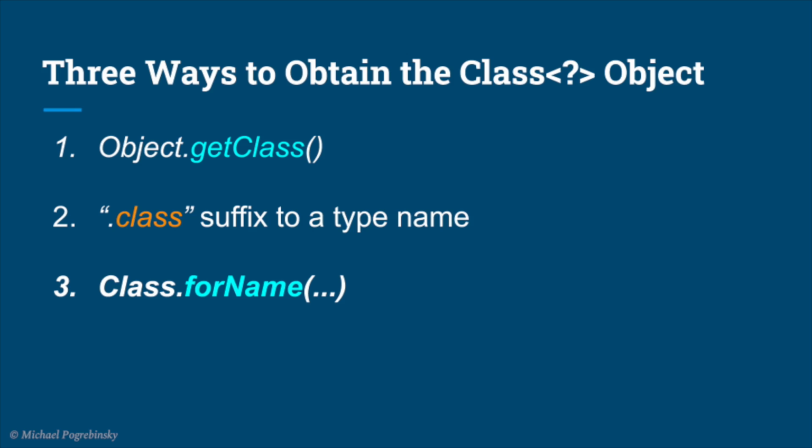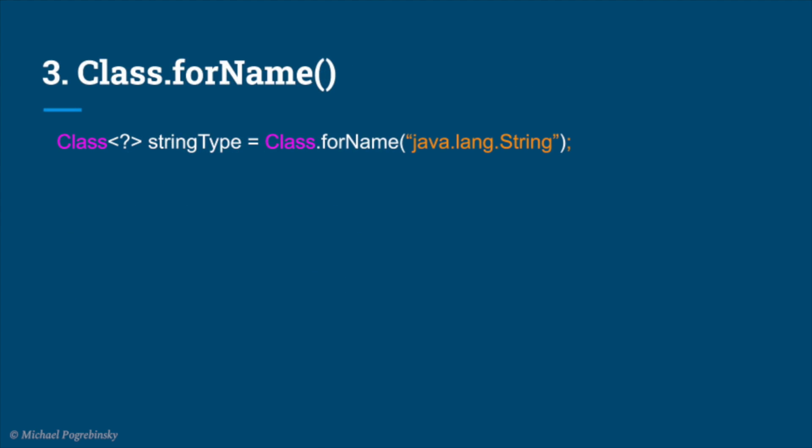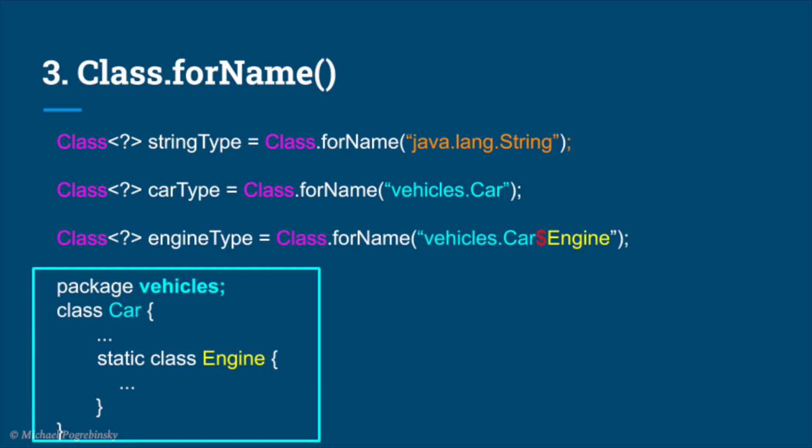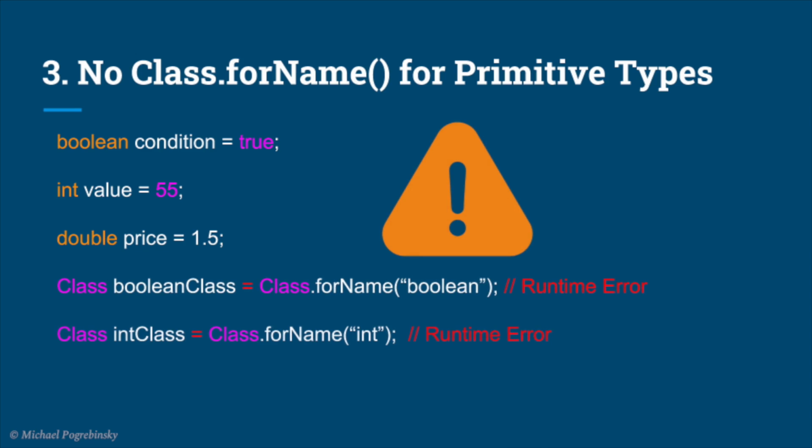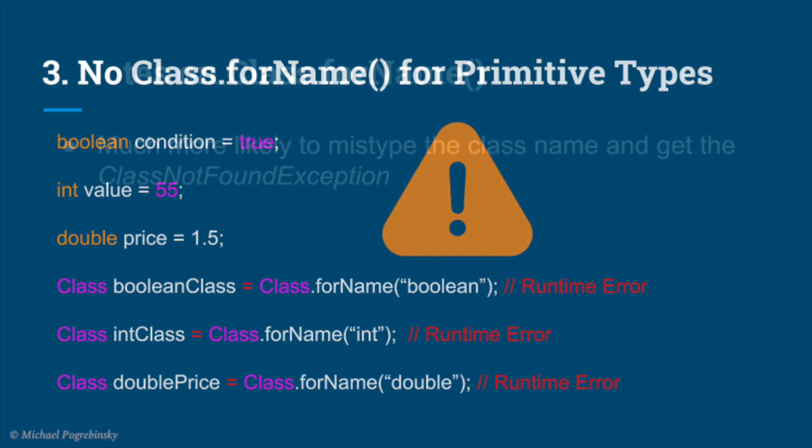Finally, the third way for us to get the Class object for a type in Java is using the static Class.forName method. Using this method, we can dynamically look up any class in our class path using its fully qualified name. That includes Java built-in classes like String, for example, as well as our own custom classes and interfaces. We can also get access to information about inner classes by using the $ sign between the parent class and the inner class. And just like in the first method, we can't use the static forName method to get the Class object of a primitive type, but this time, instead of a compilation error, we will get a runtime error.